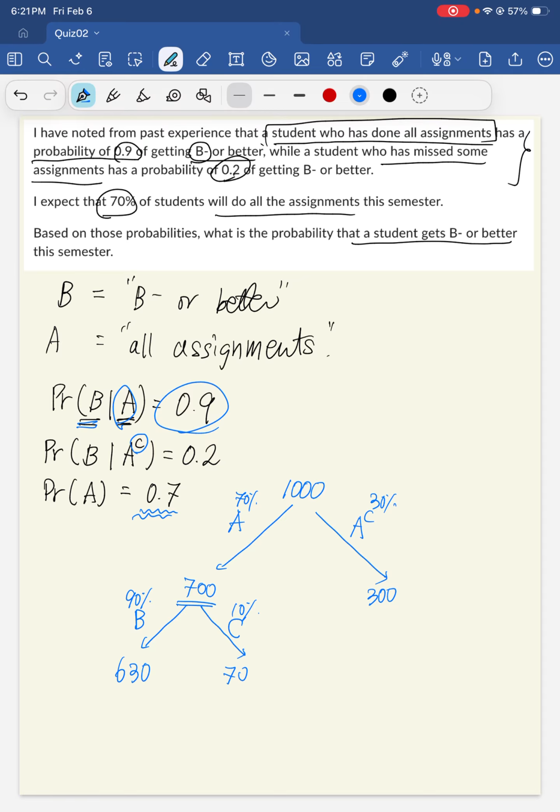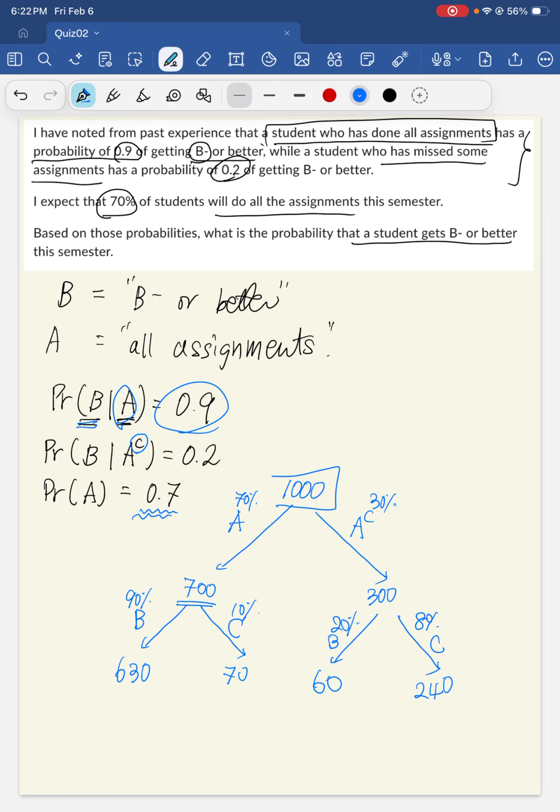And now look at the other group. It's 300 students who do not finish all the assignments. And then 20% get B or better, and the other 80% receive C or lower. Okay, so 20% of 300 is 60 students. 80% of 300 is 240 students.